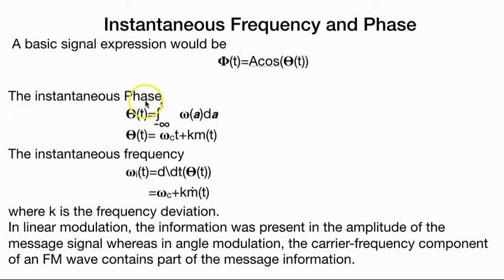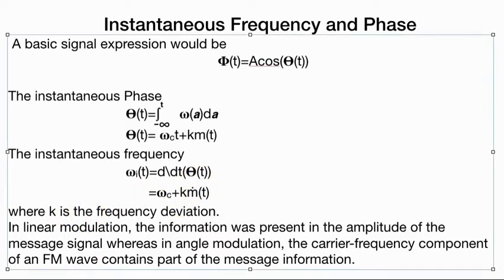So if we take the instantaneous phase, we can calculate it by integrating omega from minus infinity to t. Now this is the formula to calculate phase. So the phase would be omega_c t plus k m(t). The instantaneous frequency we can get by differentiating the phase, and we get omega_c plus k m-dot(t), with the dot I have shown that it's a differentiation, where k is the frequency deviation.